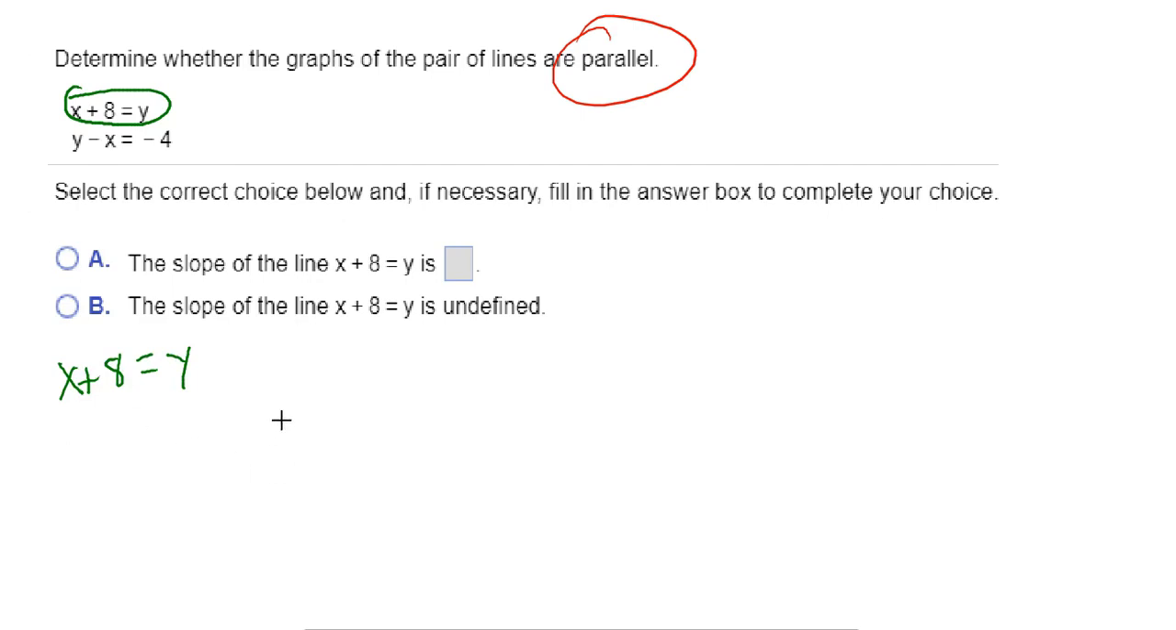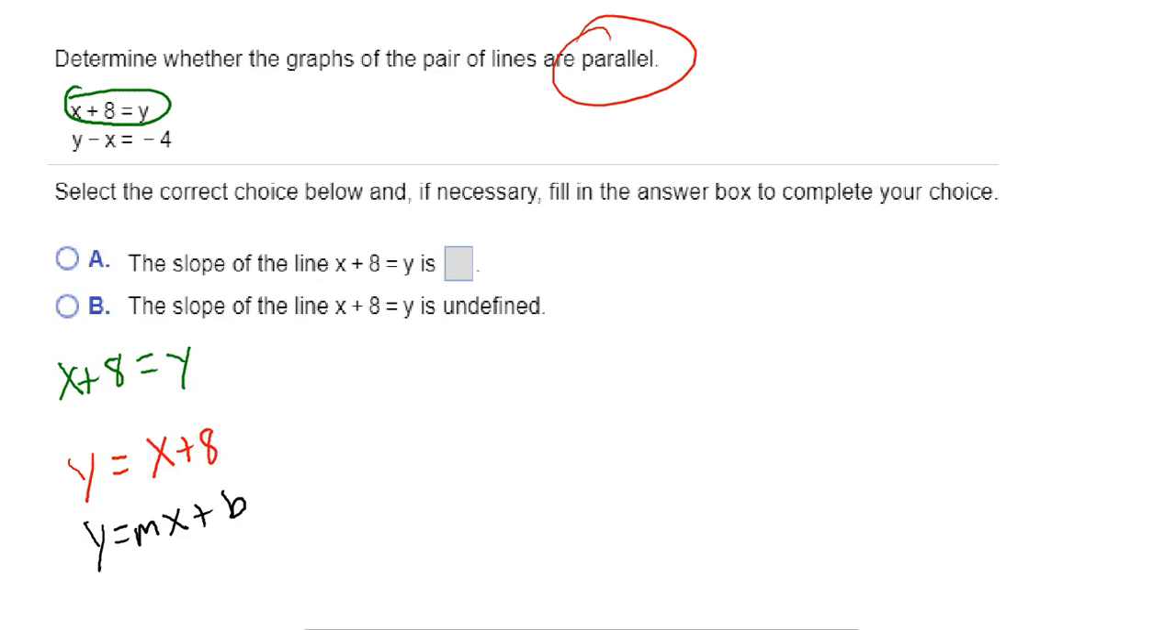To find the slope of this line, we will use the slope-intercept form, which it already is in. It's just written backwards. I'm going to flip this around, put y on the left-hand side, x plus 8 on the right-hand side. It's already in slope-intercept form, which is y equals mx plus b. And I don't even care about b in this problem. All I care about is the slope.